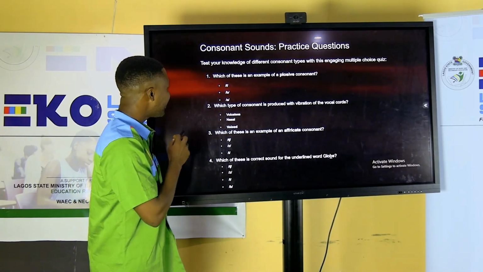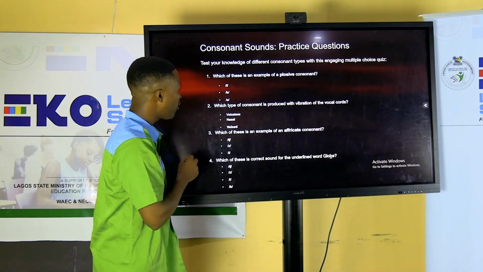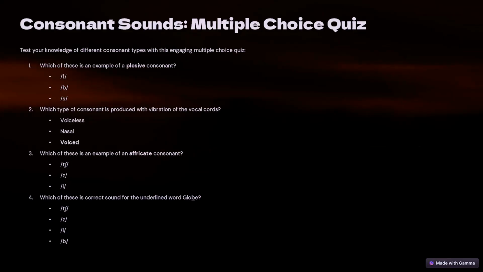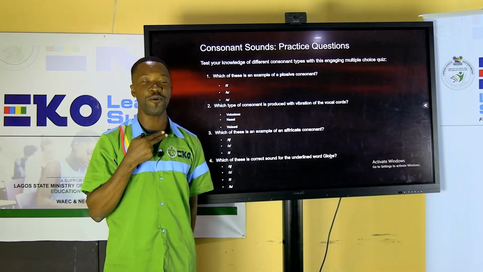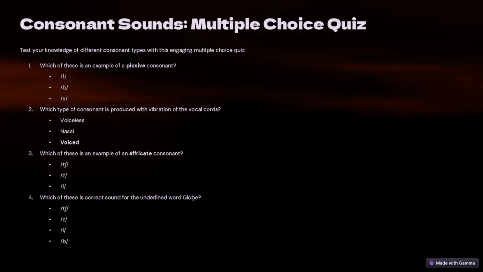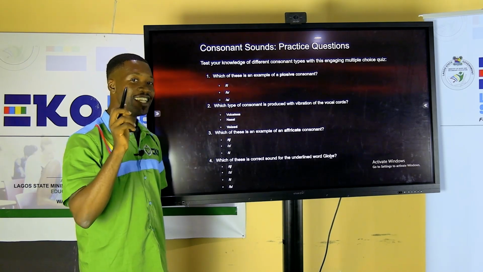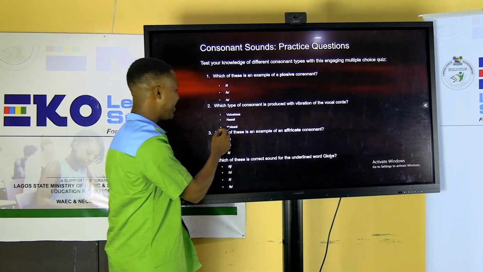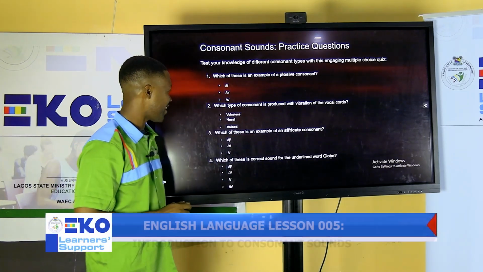your mouth. The second question: which type of consonant is produced with vibration of the vocal cord? When you produce this sound, there's vibration in your vocal cord. Is it the voiceless? Is it the nasal or the voiced? Yes, you are right. It is the voiced consonants.